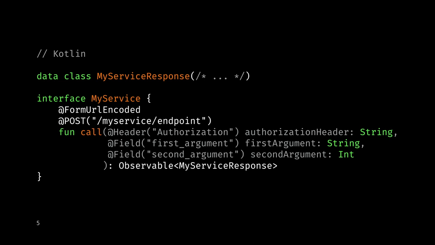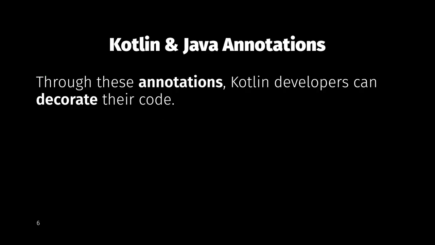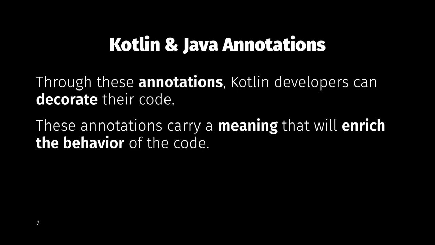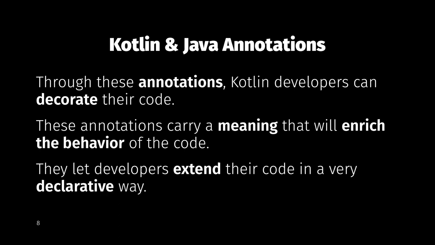So when we see this annotation, we think that's a very powerful concept, because through it, Kotlin developers have the possibility to annotate their code, and these annotations carry a meaning that is going to enrich the behavior of existing code, and it lets developers extend their code and add functionality in a very declarative way. And as we've seen with Swift Evolution, a declarative way is something that we really want, because it has a lot of desirable qualities for our code base, such as readability, ease of maintenance, etc. Unfortunately for us Swift developers, we didn't have this kind of nice annotation.